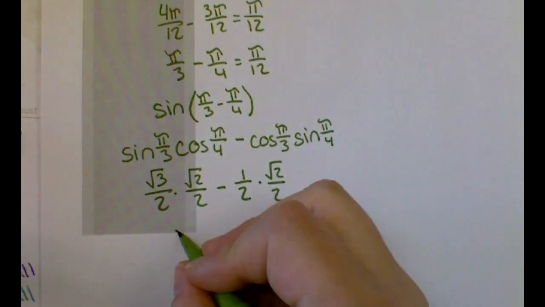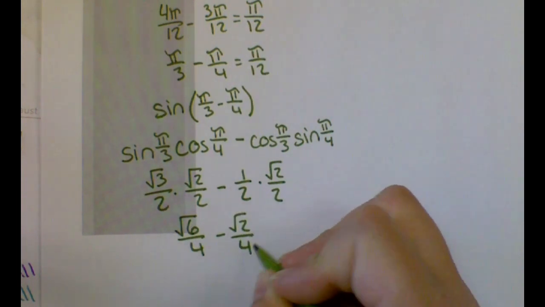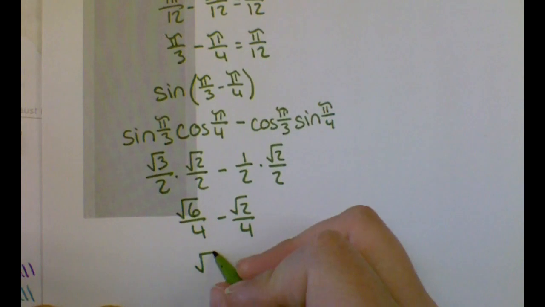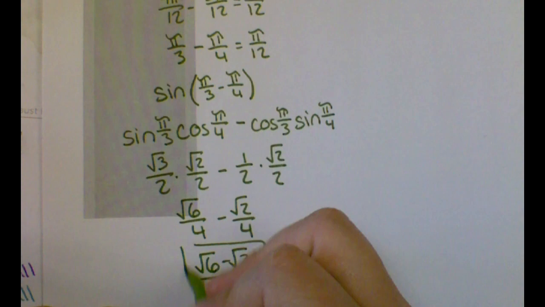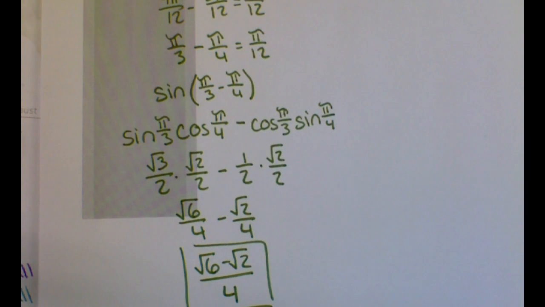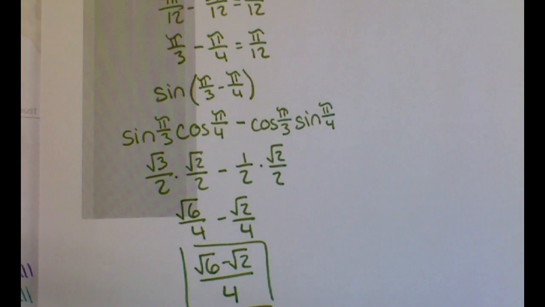I multiply, I get the square root of 6 over 4 minus the square root of 2 over 4. They have the same denominator. Square root of 6 minus square root of 2 over 4 is my answer. You cannot combine those square roots now. You can combine the multiplication step, but not the subtraction.